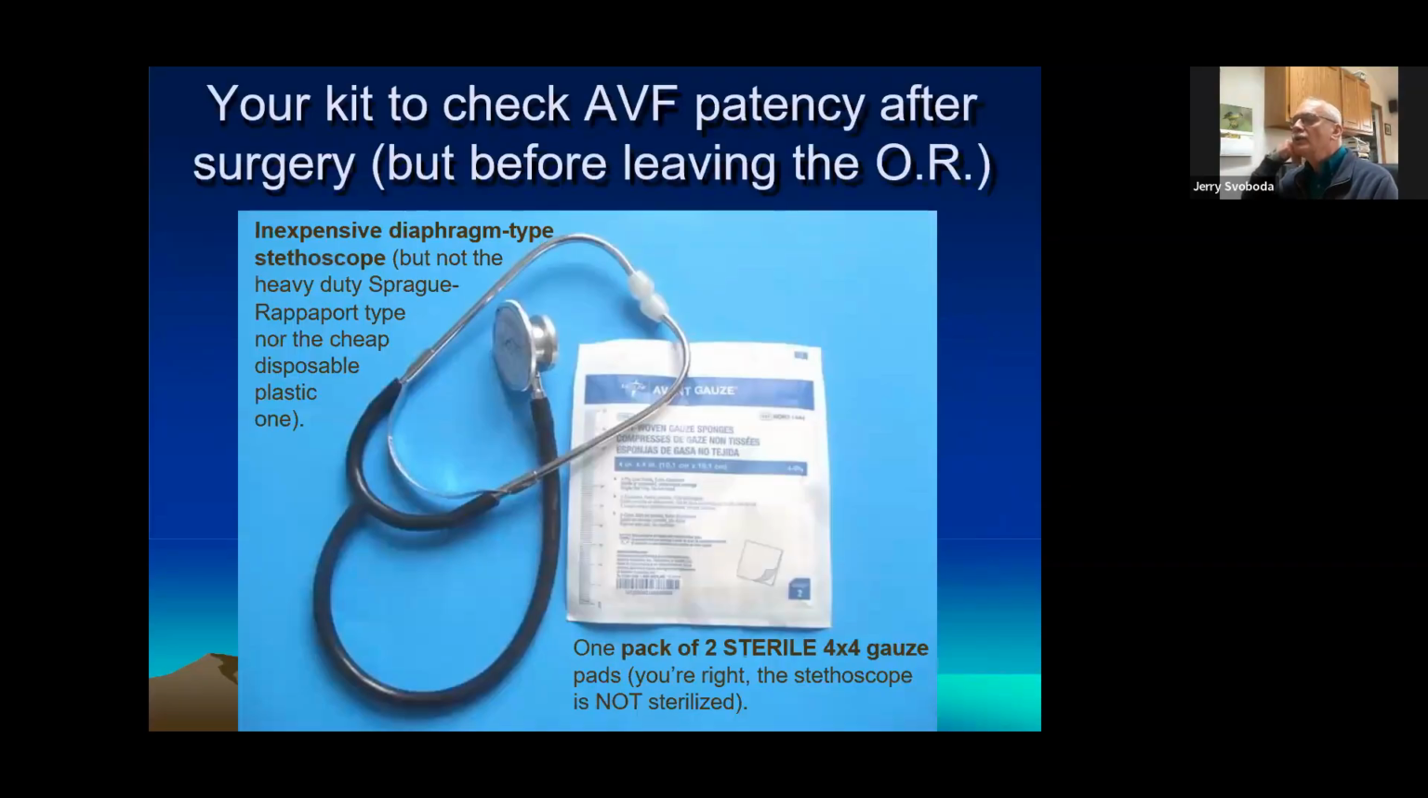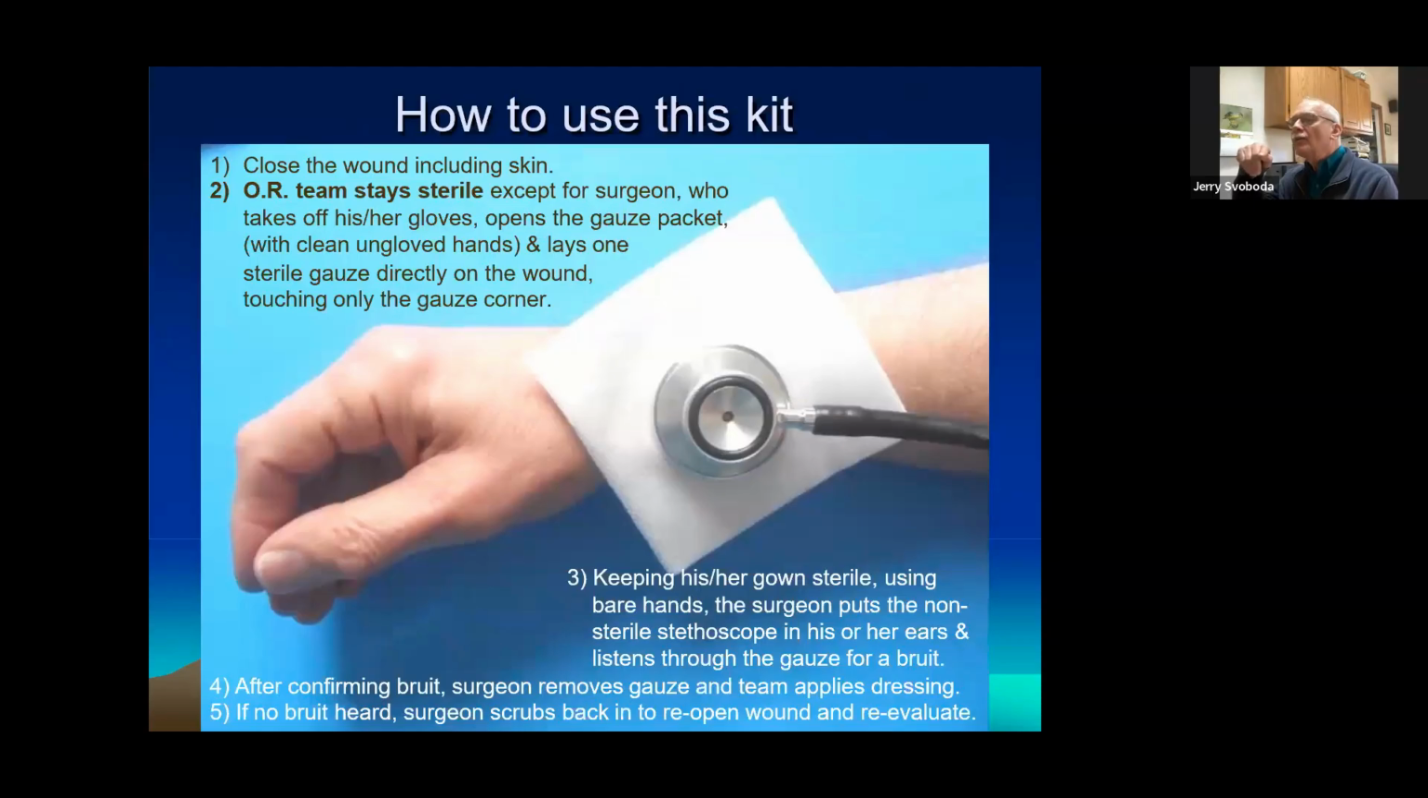This is your kit to check for AV fistula: one pack of sterile gauze pads, two of them, and an inexpensive type of stethoscope. In the theater, the wound is closed. If you can't feel a thrill, close the wound, including the skin.